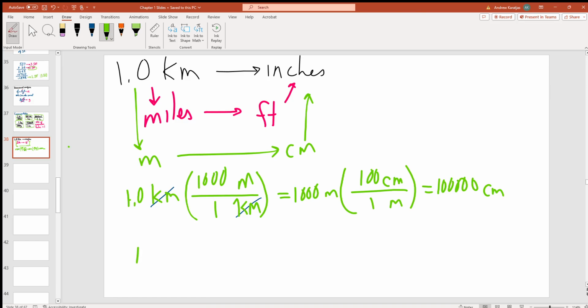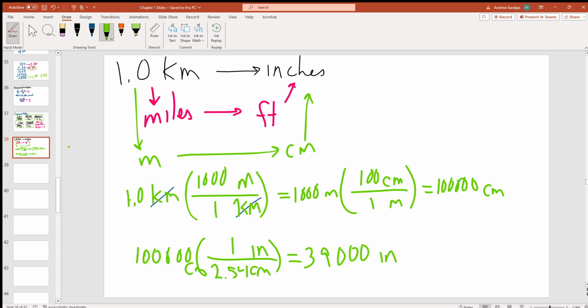Finally, we can take our 100,000 centimeters and convert to inches. Now we put centimeters on the bottom, inches on top. 1 inch is 2.54 centimeters. And we do that, we should get, because we started with 2 significant figures, so we're going to round to 2 significant figures here, approximately 39,000 inches.